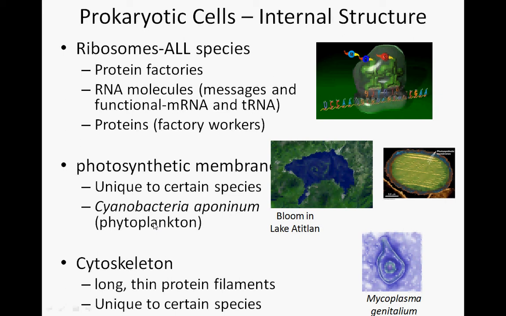In addition to photosynthetic membranes, another thing that's present in some prokaryotic cells, but not all, is something called a cytoskeleton. So these are long, thin protein filaments, and they're very unique to certain species. I have an image here of a bacterium called Mycoplasma genitalium. So I alluded to the fact a few slides back that not all bacterial cells have cell walls. This organism is an example of one that doesn't. It only has a membrane around it. However, instead of having a wall over that membrane, it does have a skeleton underneath it to help give it some kind of structure and shape. That skeleton is also involved in helping this organism move.